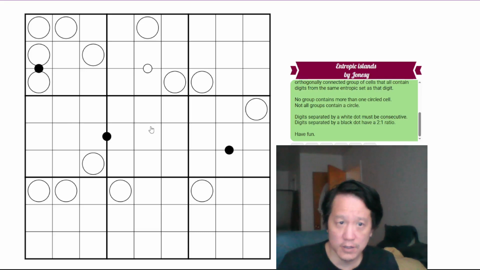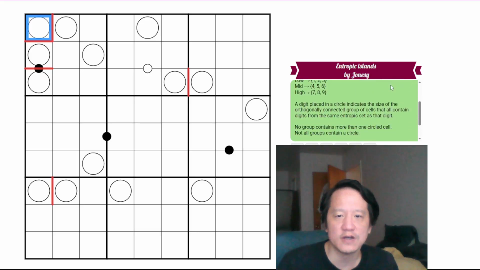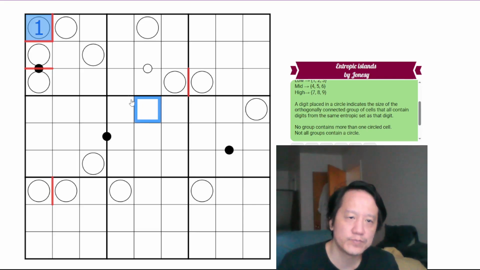Let's go. Okay, let's start by marking where there are group boundaries. So there's going to be a group boundary between any two circles that share an edge. Because, well, they are going to be that. Therefore, this is in its own group. It only has a group of size 1. So this must be 1. So this is a low group.